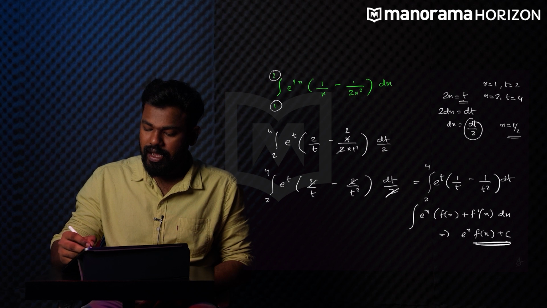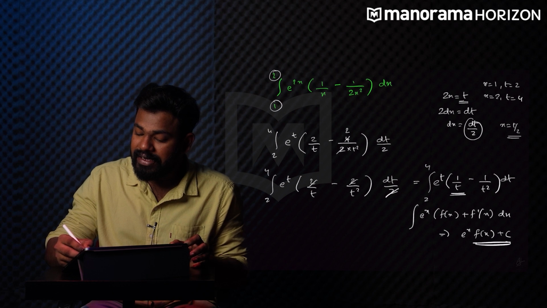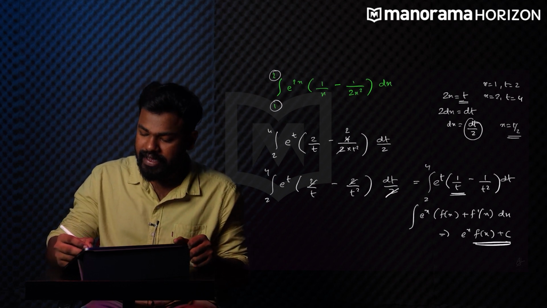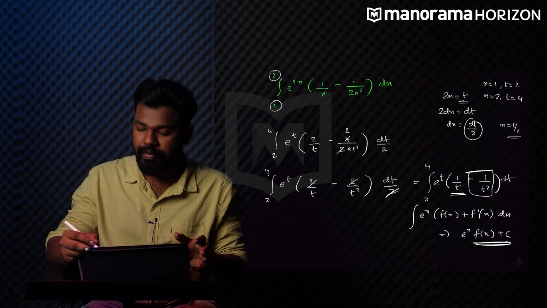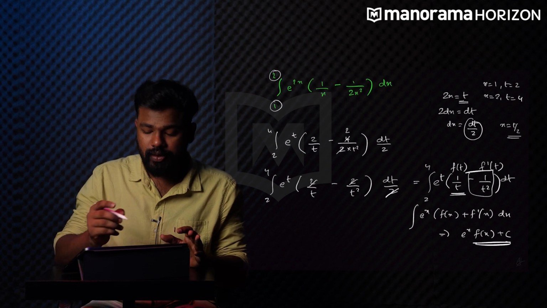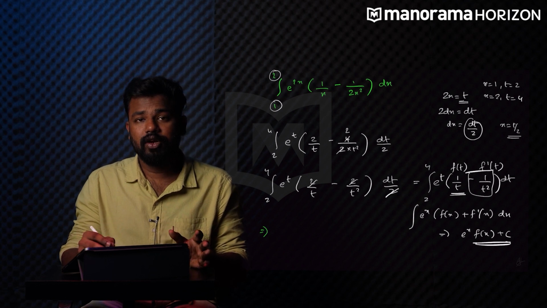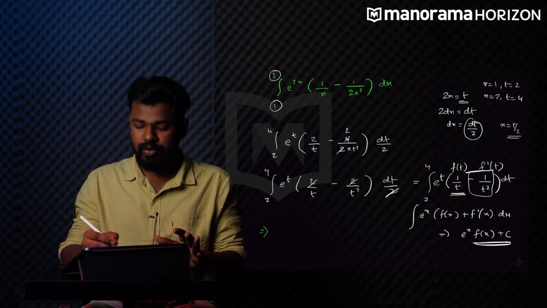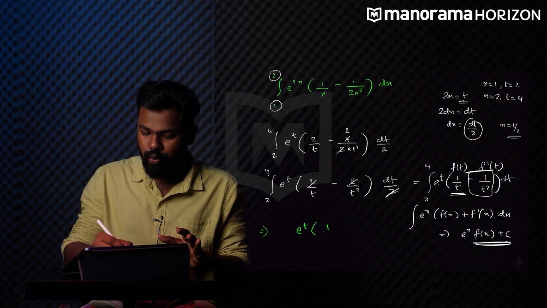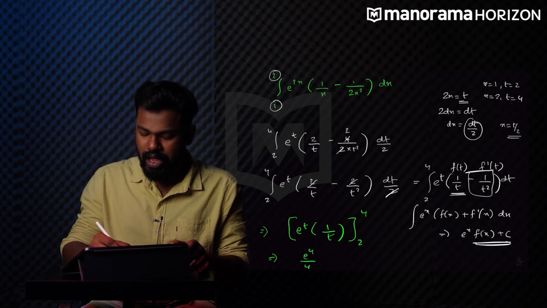So here I can see it is e raised to t into 1 by t minus 1 by t square. Is minus 1 by t square the derivative of 1 by t? Yes. So this minus 1 by t square is the derivative of 1 by t. So this can be taken as f of t, and this will be definitely f dash t. So I can now write this directly as what? Integral 2 to 4 e raised to t into 1 by t minus 1 by t square, as e raised to t into 1 by t, from limit 2 to 4. And when you apply the limit, you will get e raised to 4 by 4 minus e raised to 2 by 2 plus c.